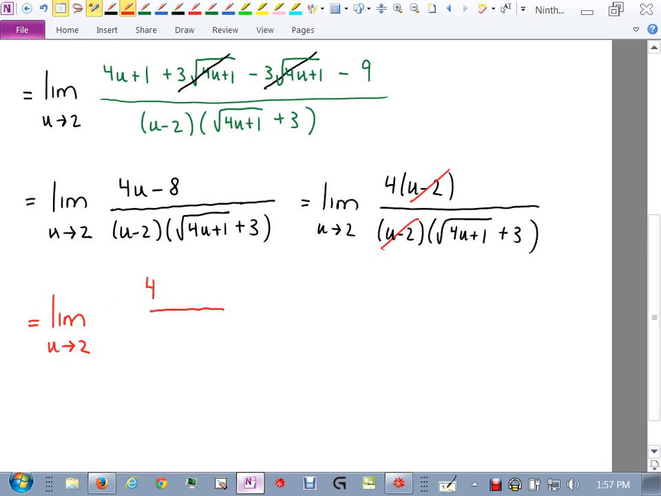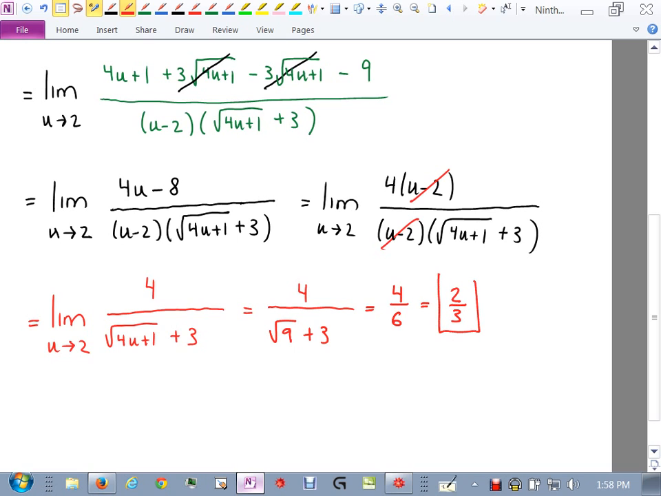And then I'm going to let u go to 2. So now, no more limit. I'm letting u become 2. The top doesn't change. It's just 4 over square root of 4 times 2 plus 1. That's square root of 9 plus 3. It's 4 over 6, which is 2/3. Whew. It's a lot of work.